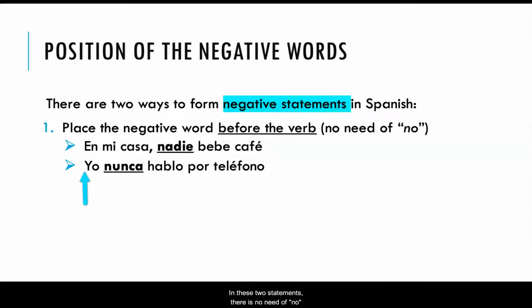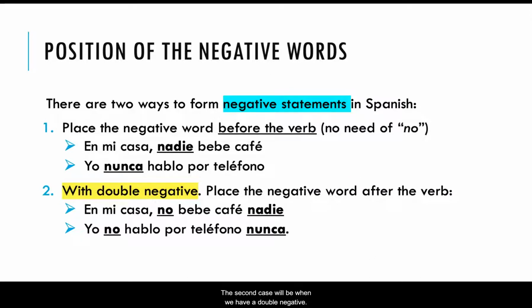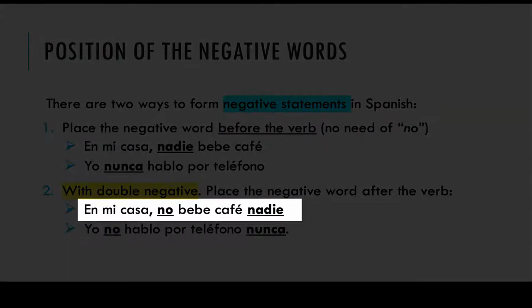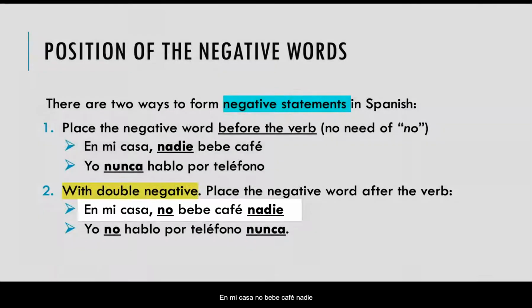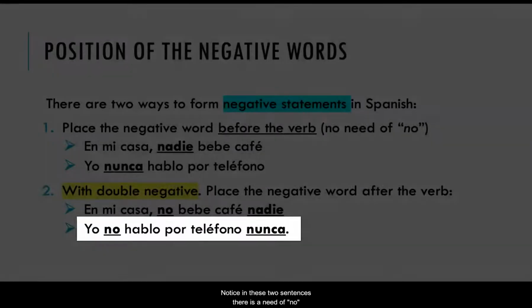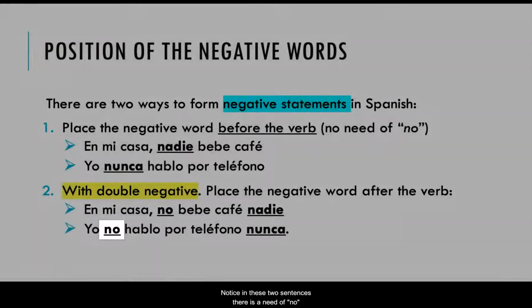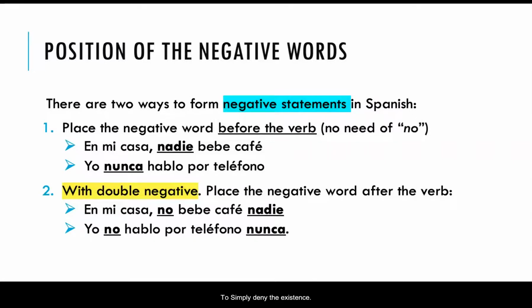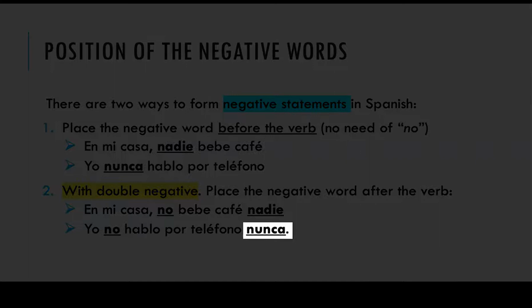In these two statements, there is no need of no, but make sure that you always put the negative word before the verb. The second case is when we have a double negative. We usually have these double negatives when they are part of a response. Place the negative word after the verb. And like we did in example number 1, we have En mi casa no bebe café nadie. Or Yo no hablo por teléfono nunca. Notice that in these two sentences there is a need of no to simply deny the existence. But make sure that you also have a negative word written at the end of the sentence.